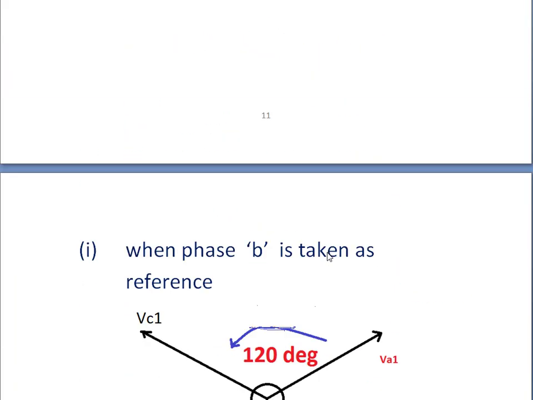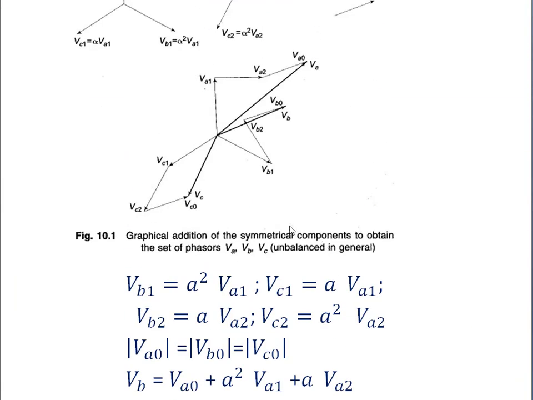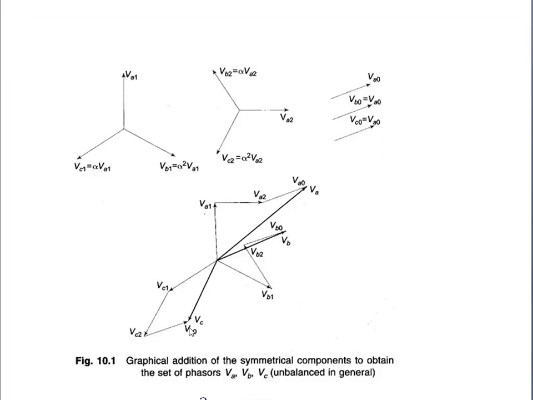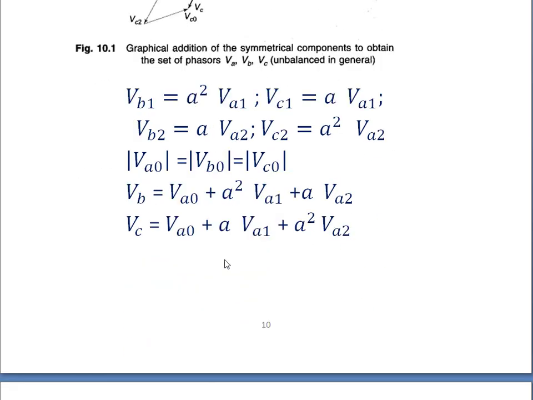And if you see properly, this is VA1, this is VA2, this is VA0. So VA is nothing but VA0 plus VA1 plus VA2. Similarly, VB is nothing but VB1 plus VB2 plus VB0. Similarly, VC is nothing but VC0 plus VC1 plus VC2. So when you draw the vector diagram, you will get like this.